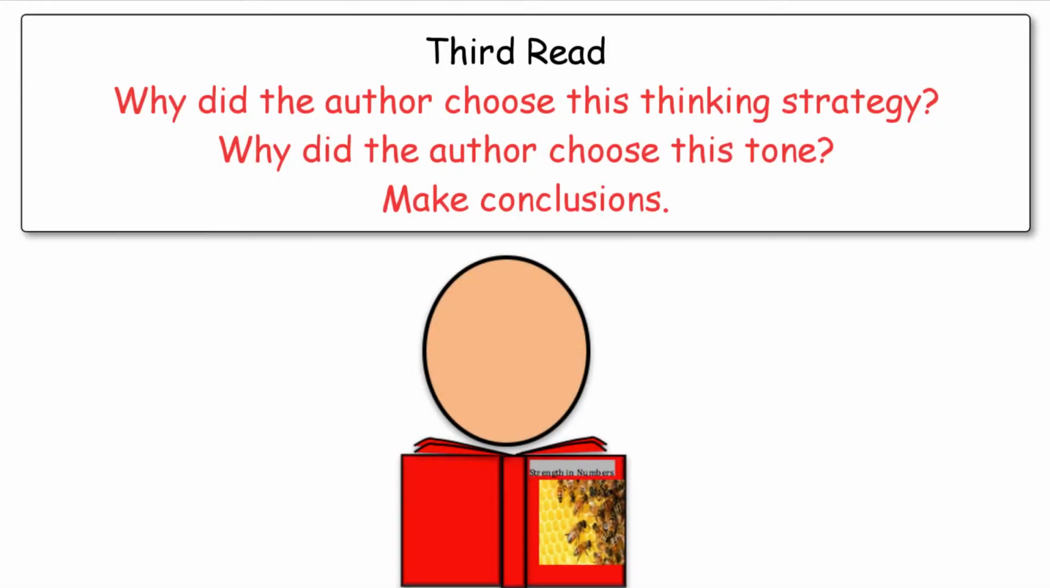Now you'll read the text for a third time. The purpose of this read is to determine why the author wrote this text. Why did the author choose this thinking strategy? Why did the author choose this tone? What conclusions can be based on the ideas you identified after the second read?